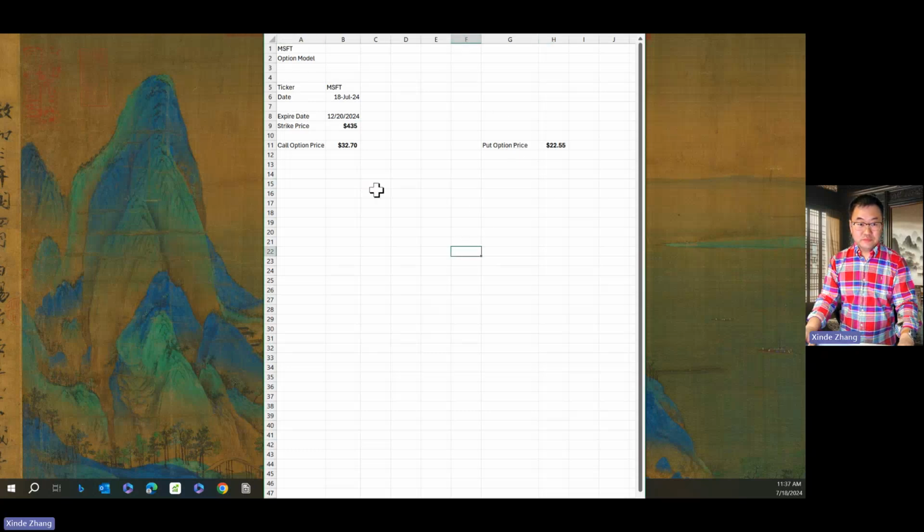Now what we really need to do is to find out the option payoff. Okay, just give me a second. A bit of trouble with my Excel.